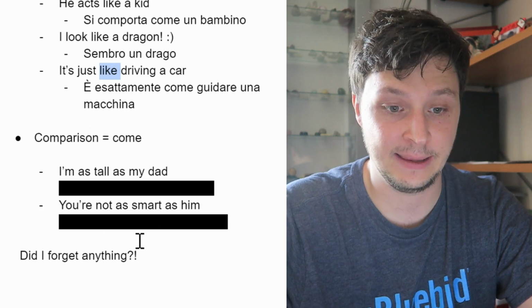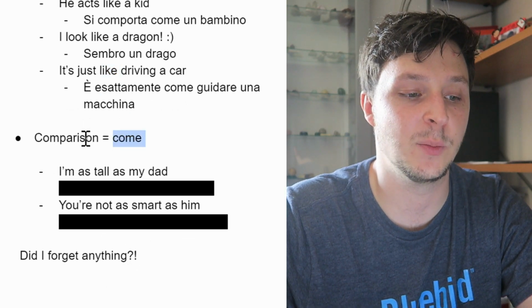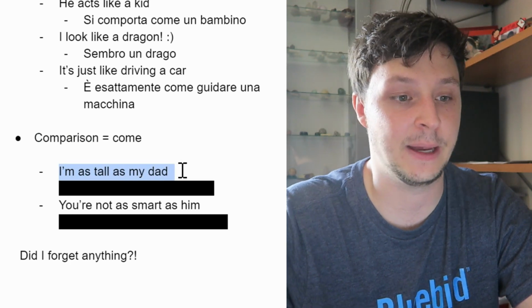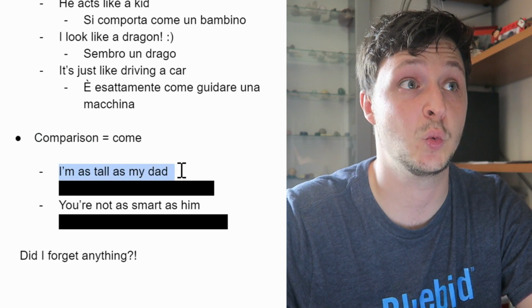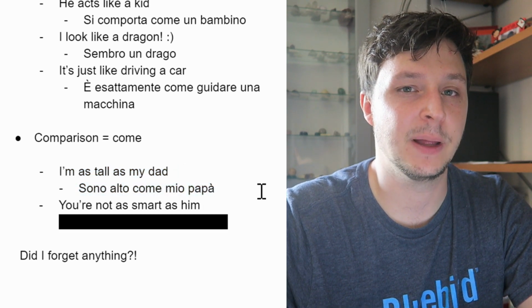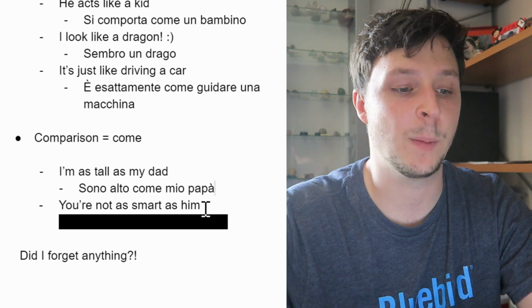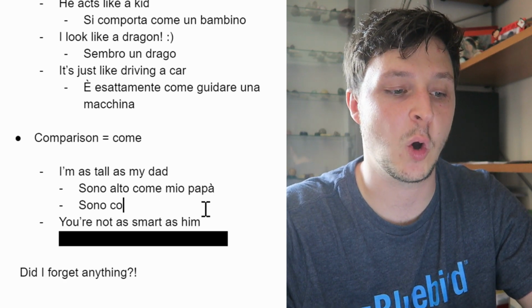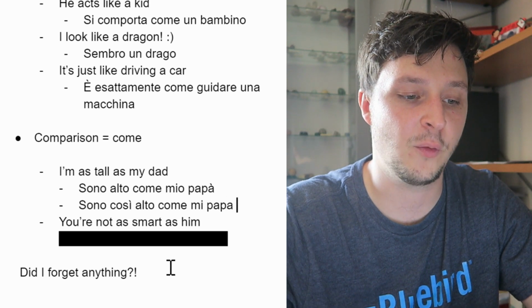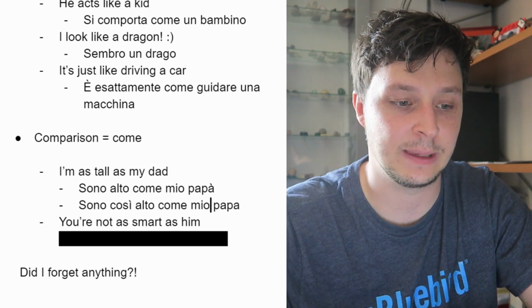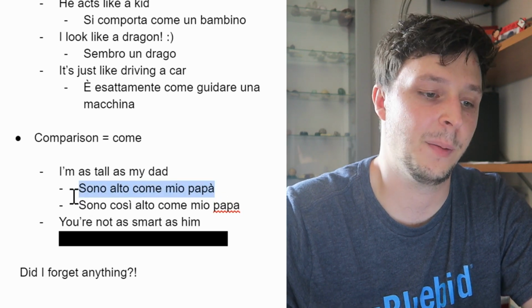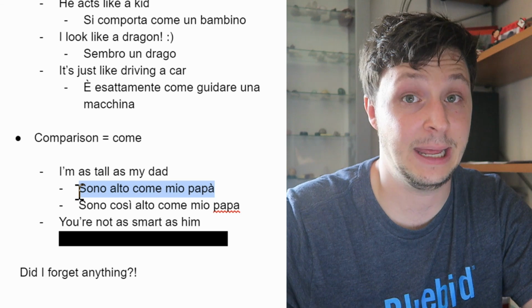Which brings me to the last point of come, which is when you make a comparison. For example, how could you say, I'm as tall as my dad? Pause the video. 3, 2, 1. So you could probably say this in 2 ways, but the simpler one is sono alto come mio papà. The other one is sono così alto come mio papà. But you don't really need to say così. You can, but why not just say sono alto come mio papà? I'm tall as my dad.